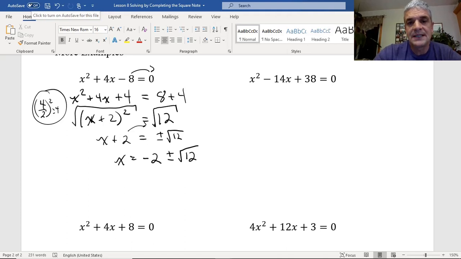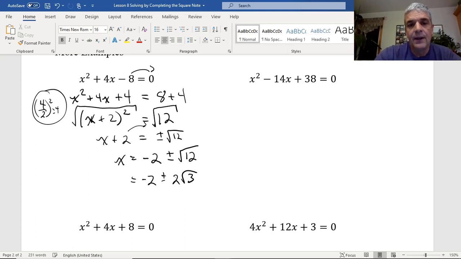Now, it's a little confusing for some students because they'll look in the back of the book and it won't say this answer. The correct answer will not be listed as this. They will actually show the answer as minus 2 plus or minus 2 root 3. And this is confusing to students because where the heck does this 2 root 3 come from?